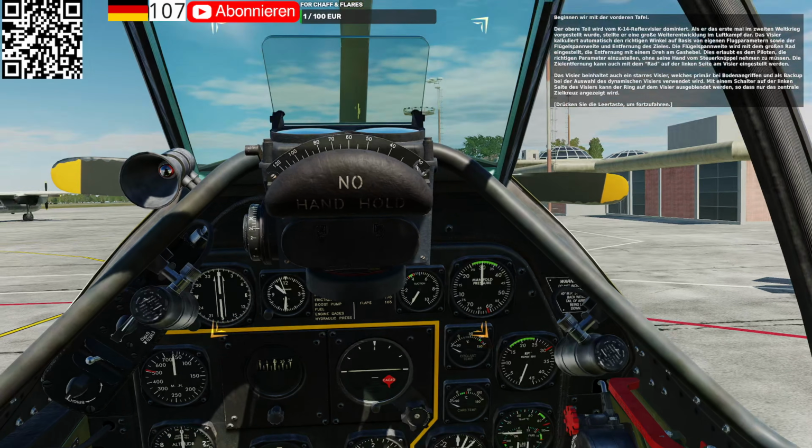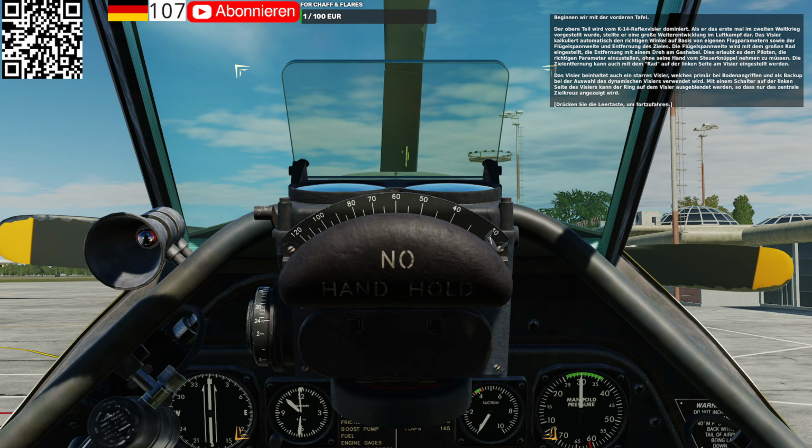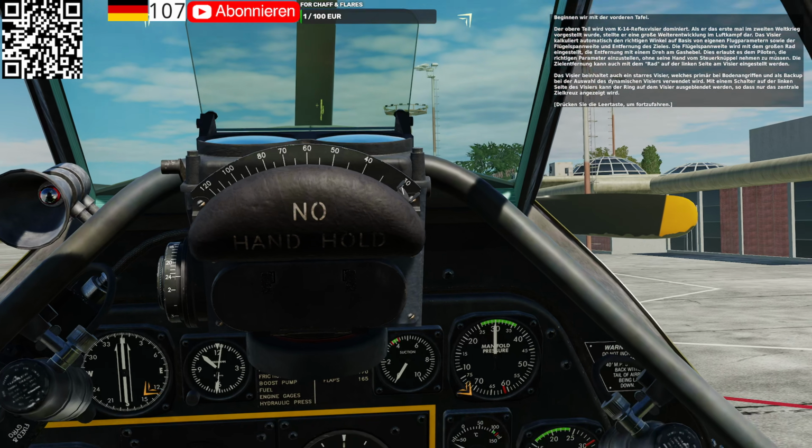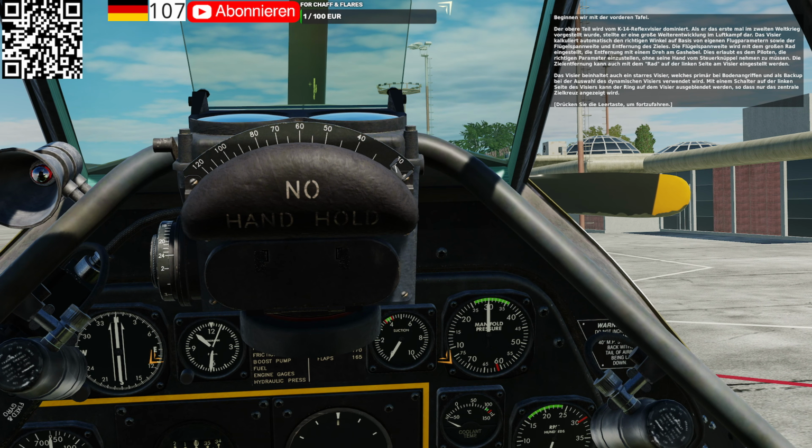We'll begin with the front dash. The top of the front dash is dominated by the K-14 gun sight. When first introduced in World War II, the K-14 was a major improvement in aerial gunnery. The sight automatically calculates the lead required to hit a moving target based on the shooting aircraft's flight parameters and the target's range and wingspan.